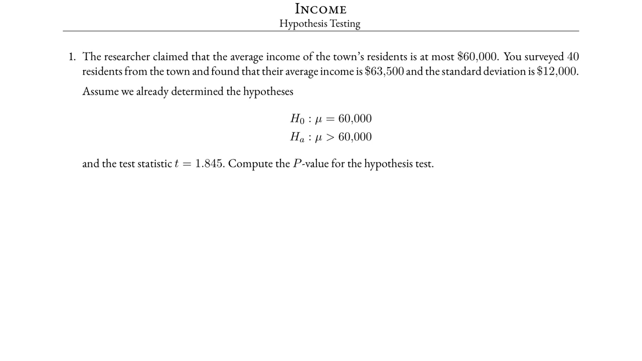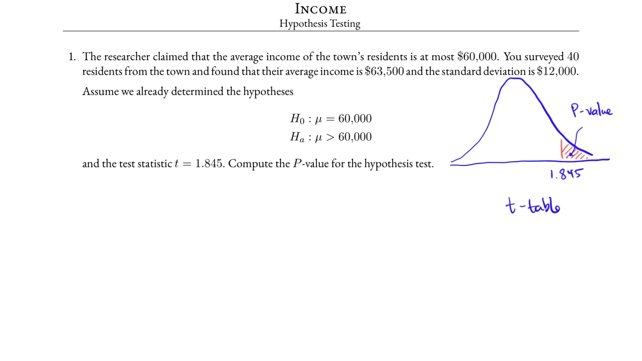We established that this is a t-test for the population mean. The t-distribution is very similar to the normal distribution. It is symmetric. For the right tail test, the alternative hypothesis is mu greater than. With the computed test statistic t equals 1.845, we're looking for the corresponding p-value, and we can do that either using the t-table or technology or a calculator.